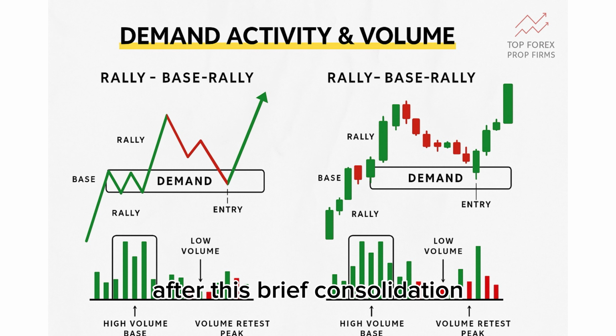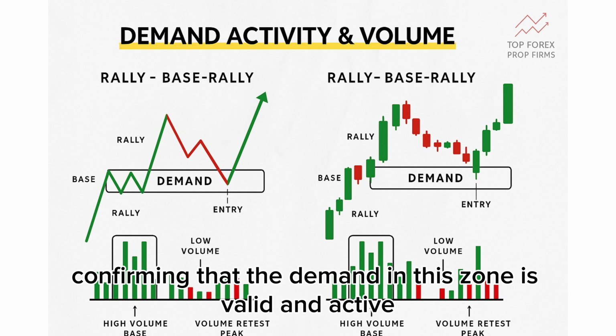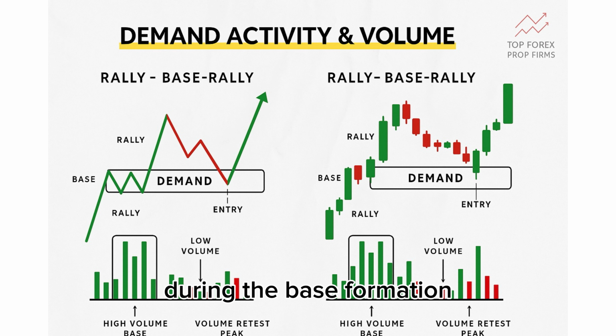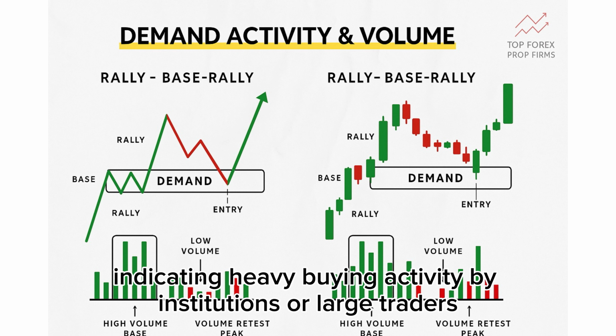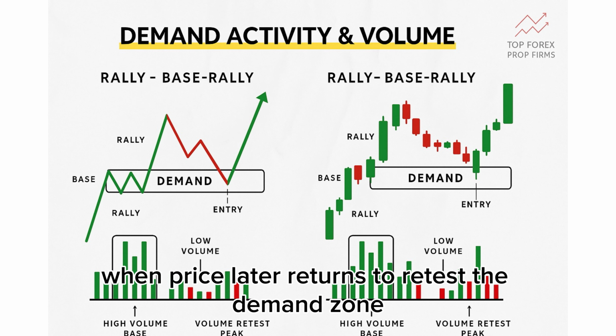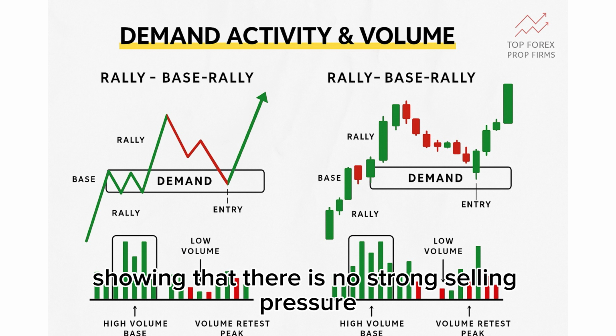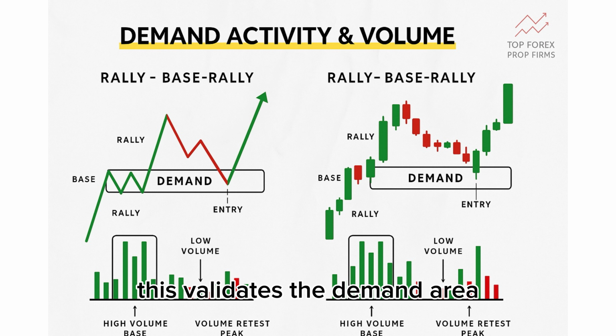After this brief consolidation, the price rallies again, confirming that the demand in this zone is valid and active. The volume profile below this pattern provides crucial confirmation. During the base formation, there's typically high volume, indicating heavy buying activity by institutions or large traders. When price later returns to retest the demand zone, the retest occurs with lower volume, showing that there is no strong selling pressure. This validates the demand area.